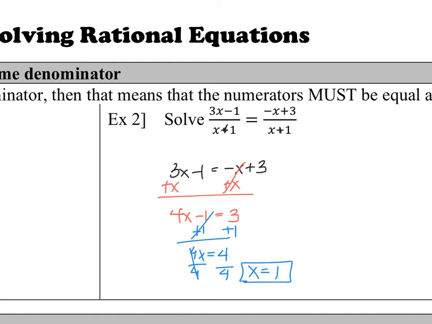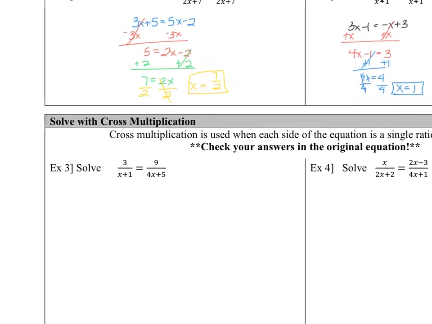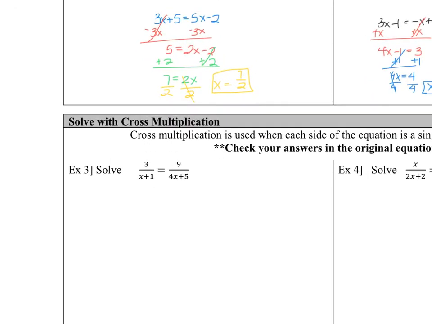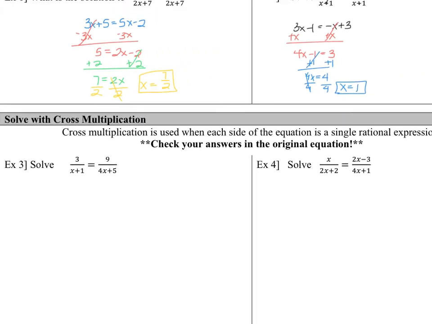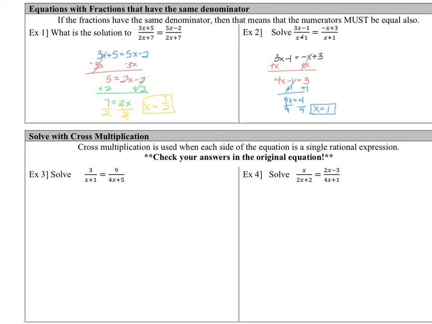Then we have examples for section 2 that require a little bit more effort. The first way you can solve the ones that don't have common denominators is with cross multiplication. Cross multiplication is used when each side of the equation is a single rational expression. So there's one fraction equal to another fraction.